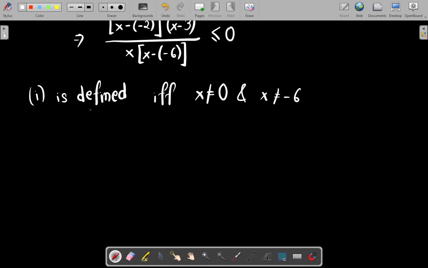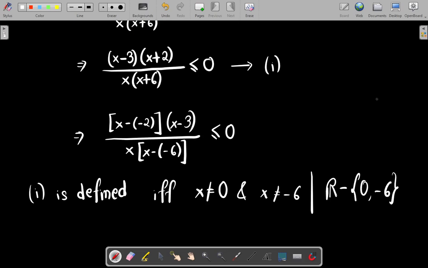So the domain is R minus {0, minus 6}. We have to find the integral values of x that satisfy this inequality, and x cannot take these two particular values, 0 or minus 6. After factorizing the numerator, we get x minus minus 2 and x minus 3.